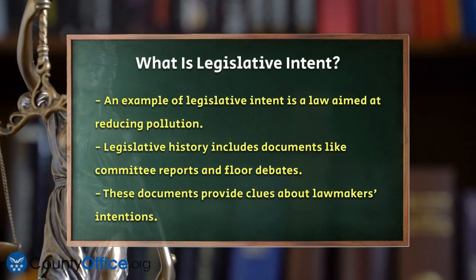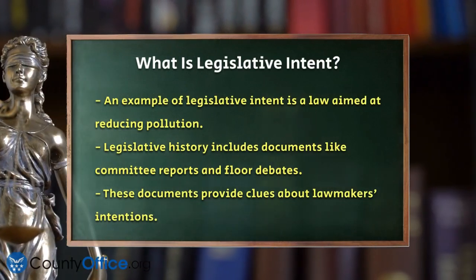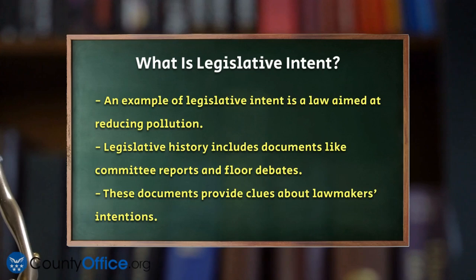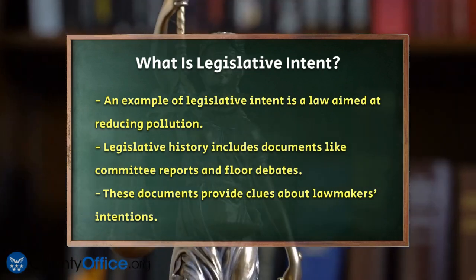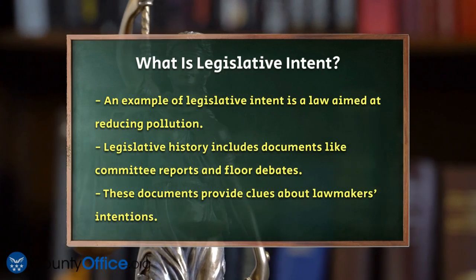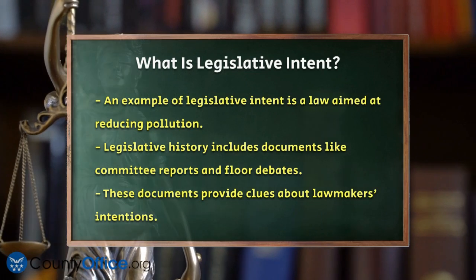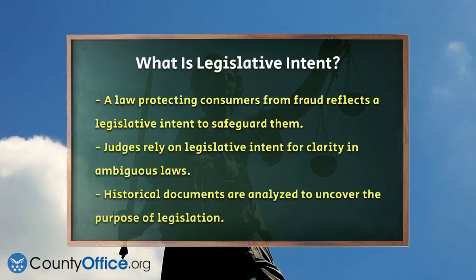You can find legislative intent by examining the language of the law itself, as well as the context in which it was passed. This includes looking at legislative history, such as committee reports, floor debates, and other documents that provide clues about the lawmaker's intentions. For instance, if a law is designed to protect consumers from fraudulent business practices, the legislative intent would be to safeguard consumers from being taken advantage of.